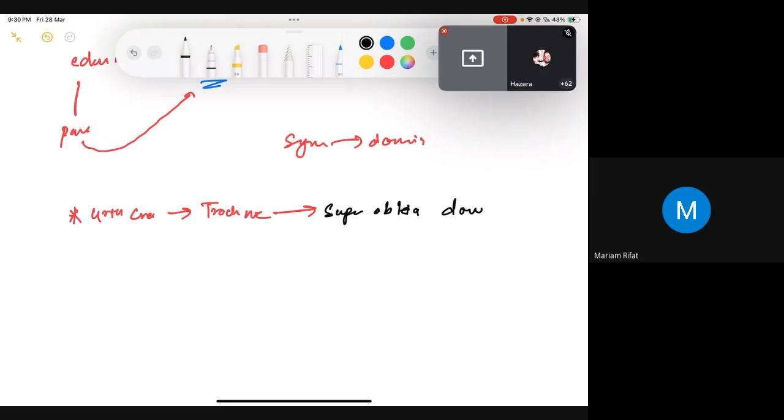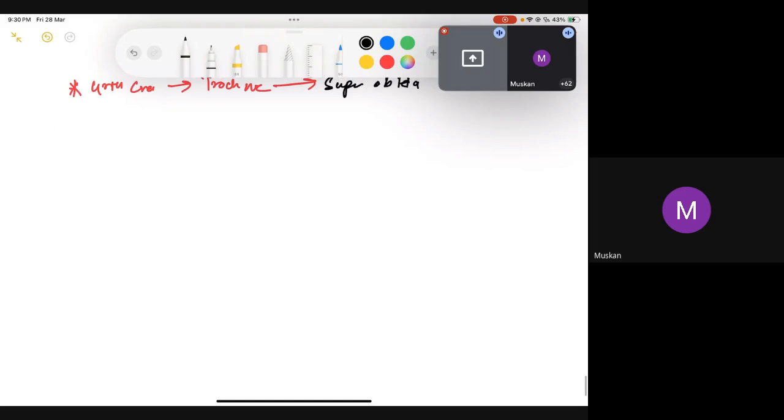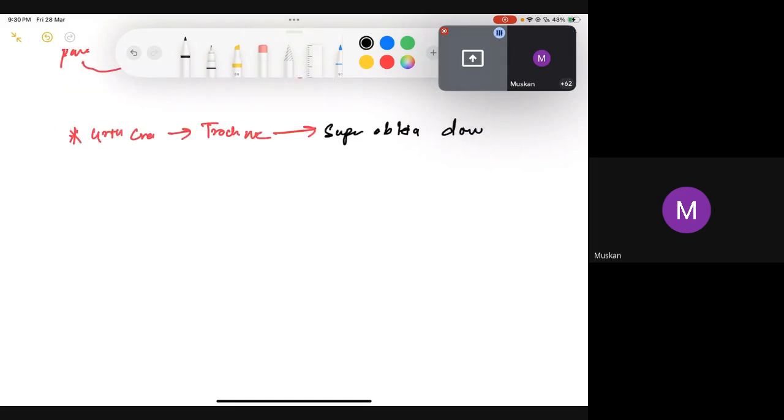Second and fourth, right? So for the second is okay. So second and fourth, perfect, right? So we have trochlear nerve.